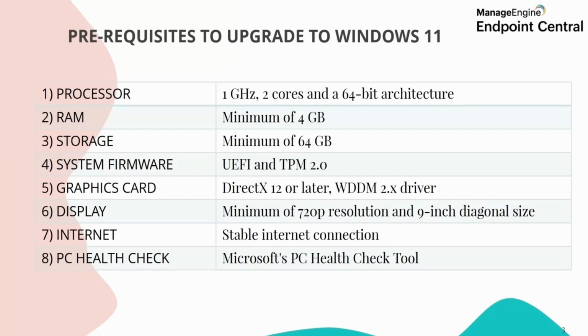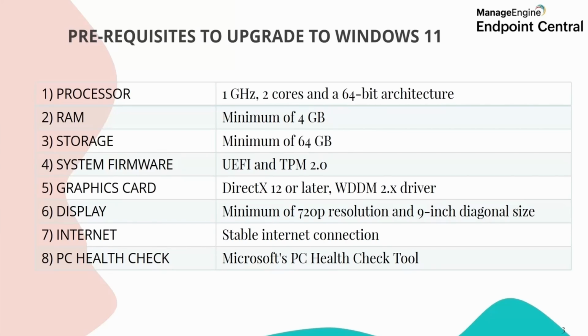Next up, we have random access memory. A minimum of 4 GB of RAM is required. However, to ensure better performance, especially if you multitask or run heavy applications, we recommend at least 8 GB. Next, we have storage. Your device must have at least 64 GB of available storage for the OS and essential updates. If you are using an HDD, consider upgrading to an SSD for a significant performance boost.